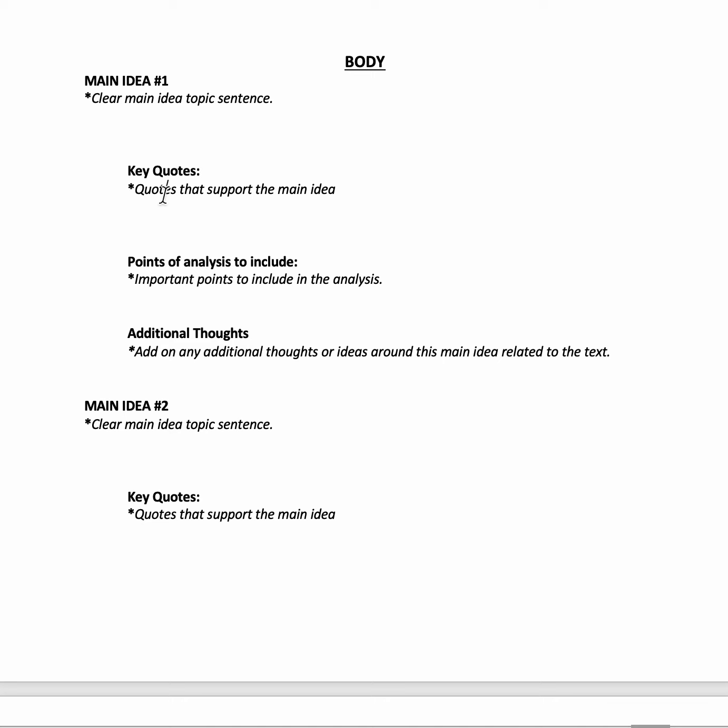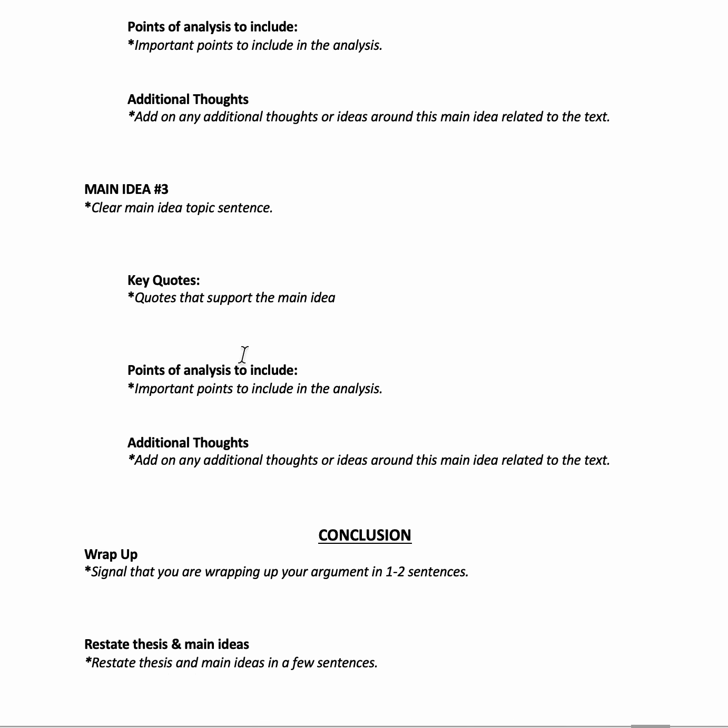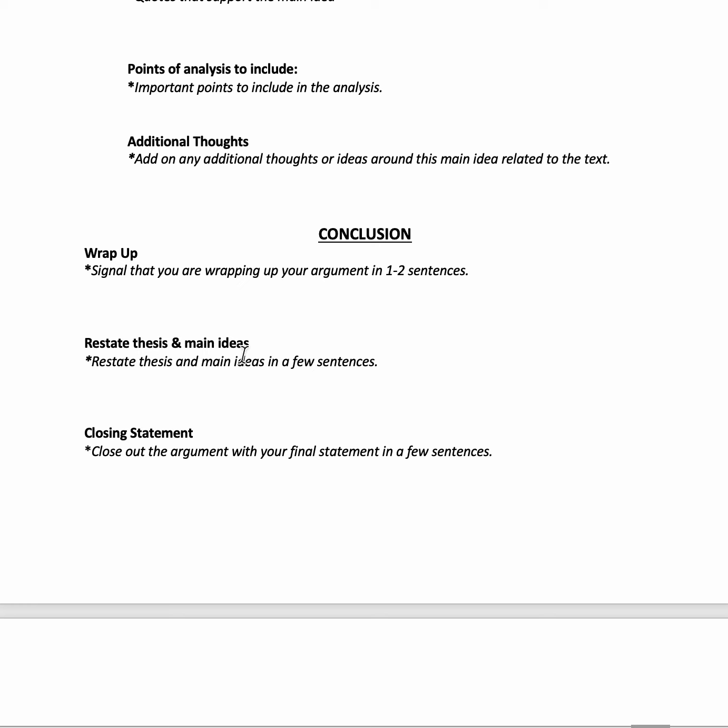And then you want to make sure that you include analysis around that text, that quote, that explains it to your audience. So that is you not implicitly expecting them to understand the connection, but you explaining that connection. And then make sure you include any additional thoughts or ideas around the text as well. This is where you again flesh out your analysis. So you'd repeat that with, say, 3 main ideas or so, 3 or 4.